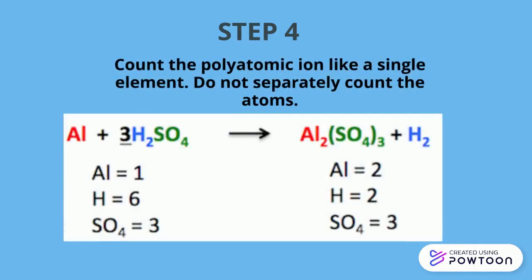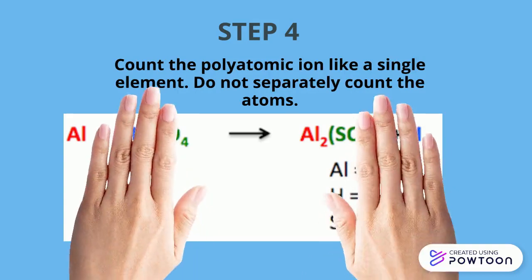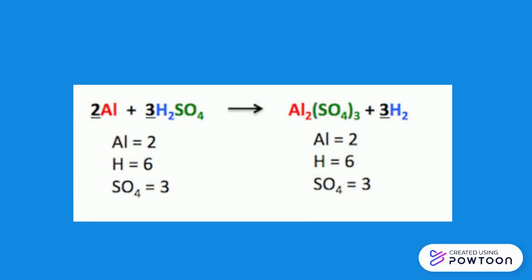If the equation contains polyatomic ions, then count each polyatomic ion like a single element. Do not separately count the atoms. In this example, we have 2 atoms of aluminum, 6 atoms of hydrogen, and 3 polyatomic ions of sulfate.